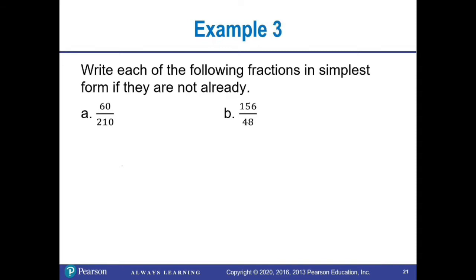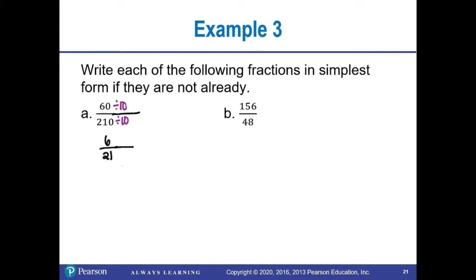In example 3, our directions ask us to simplify, or to write each of the following fractions in simplest form. In part A, we have 60 over 210. Now this fraction is not in simplest form because I noticed 10 is a common factor of both the numerator and the denominator. So divide the numerator and the denominator by 10. 60 divided by 10 is 6, and 210 divided by 10 is 21.